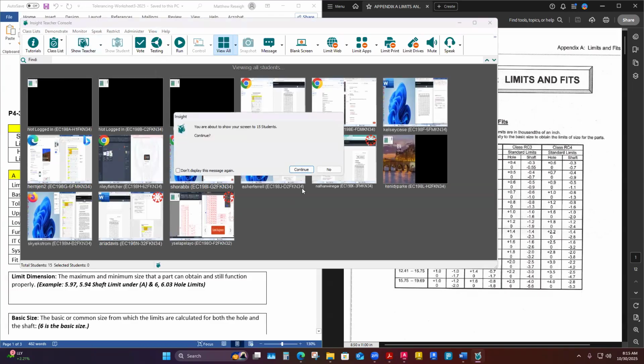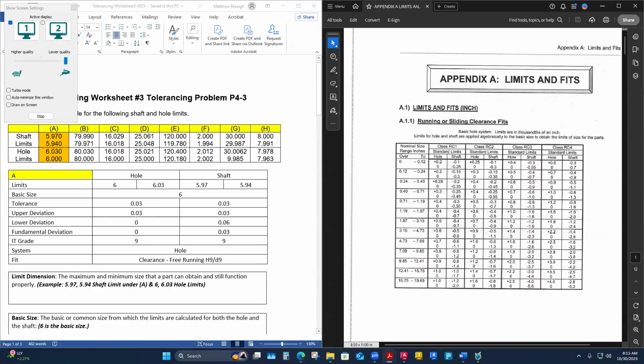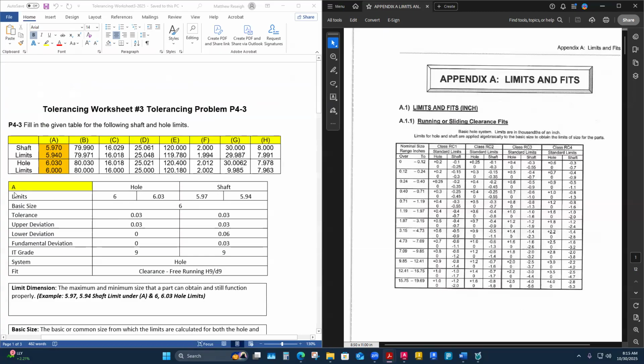So here I am. I'll send my screen back to you guys and I'll jump in. Okay, so worksheet three, here it is. Metric, yes. So first I'll just go over the example A that was already given here. We're looking at A column for this problem, the shafts and the hole. So all I had to do was actually fill out for the limits itself. All I had to do was fill out the information given.